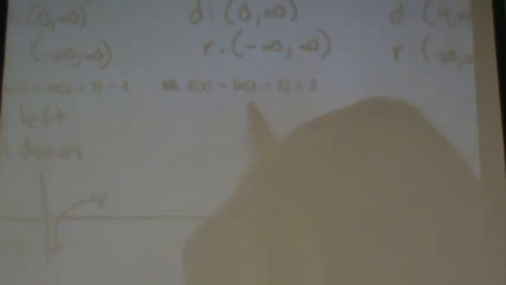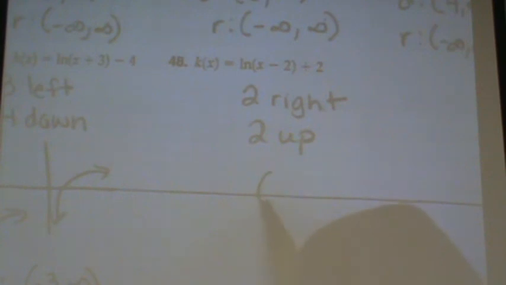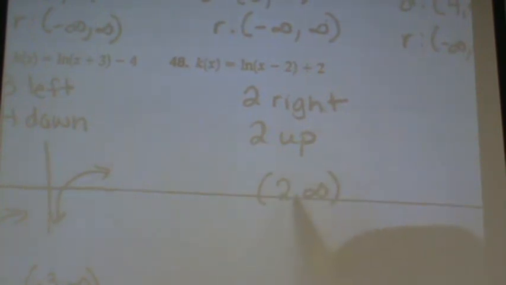In the last one, you're going to go 2 units right. That'll change your domain, and 2 up for that. So this domain is going to be, your x values are going to be greater than 2. So 2 to infinity, that's your domain, and your range is all real numbers. And that concludes section 5.4, day 2 of graphing log functions.